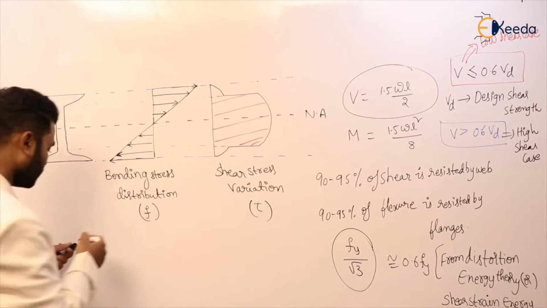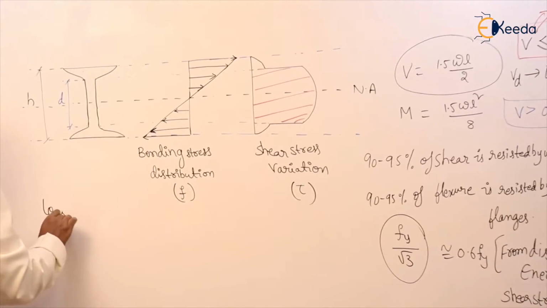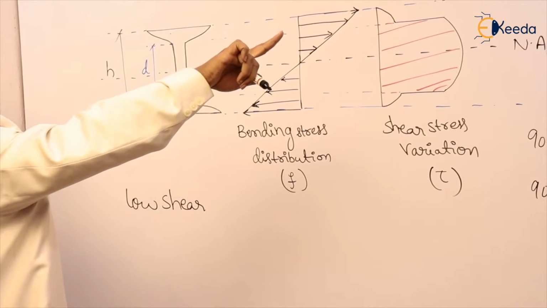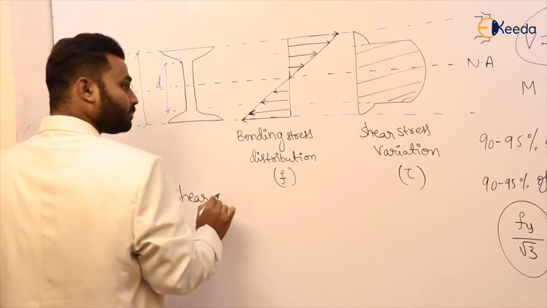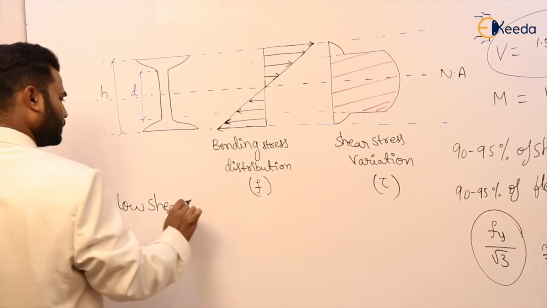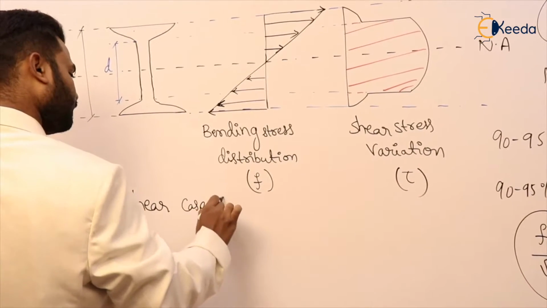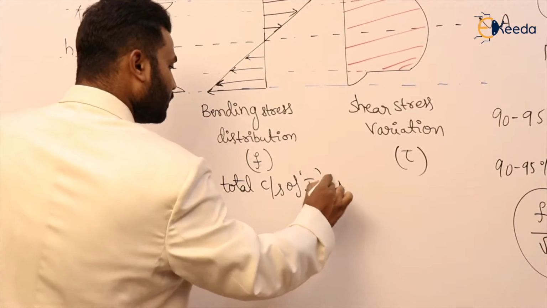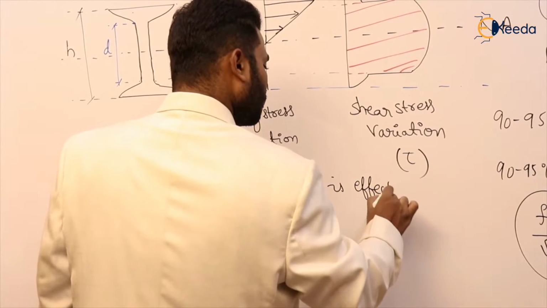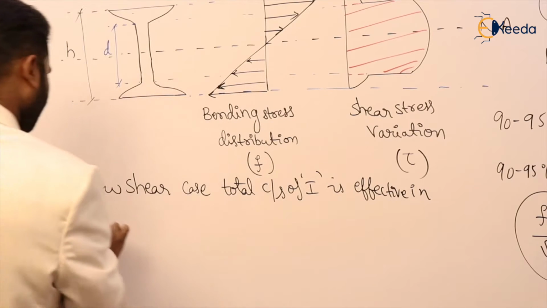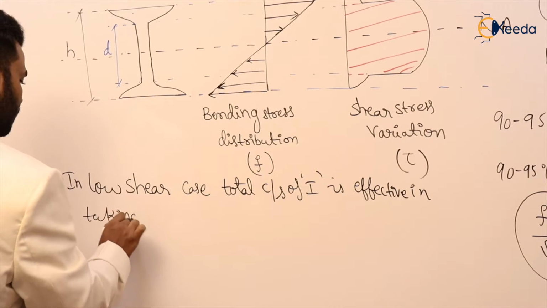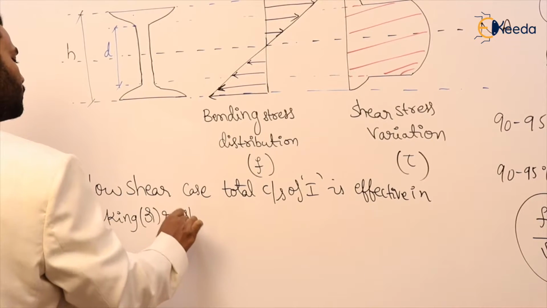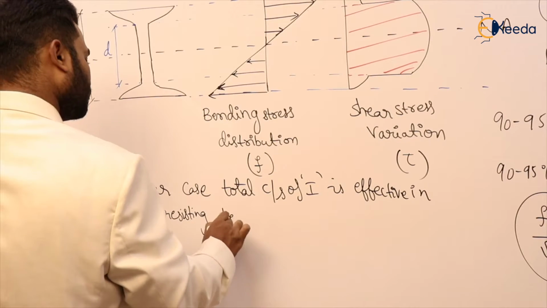I will write here: low shear case and high shear case. What is the difference in design? Low shear case: we know that if V is less than or equal to 0.6 VD, then it is the low shear case. So in the low shear case, the total cross section of the I is effective in taking, or resisting, bending moment.